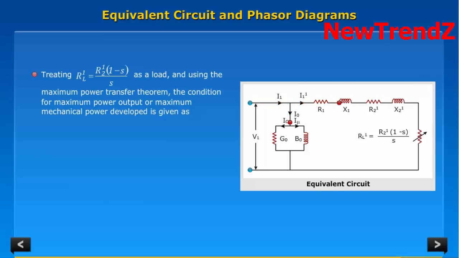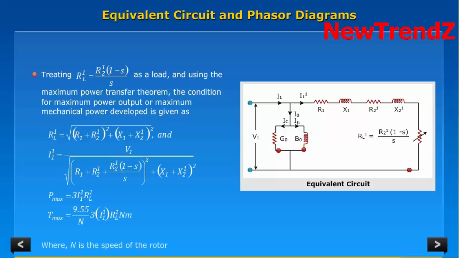Treating RL dash, equal to R2 dash into 1 minus s by s, as a load, and using the maximum power transfer theorem, the condition for maximum power output or maximum mechanical power developed is given as shown, where N is the speed of the rotor.